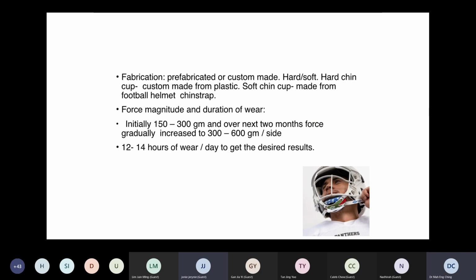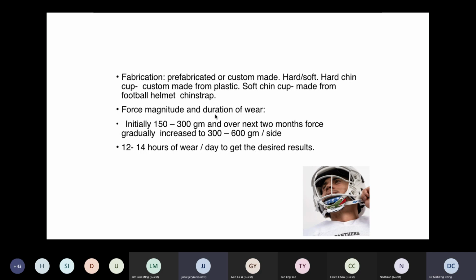As for fabrication, it can be fabricated or custom made. It can be hard or soft. The hard chin cup is custom made from plastic, and the soft one is made from a football helmet chin strap, which is attached to the chin. Some people will say the hard one is better, some say the soft one is better, but I think both actually work the same.